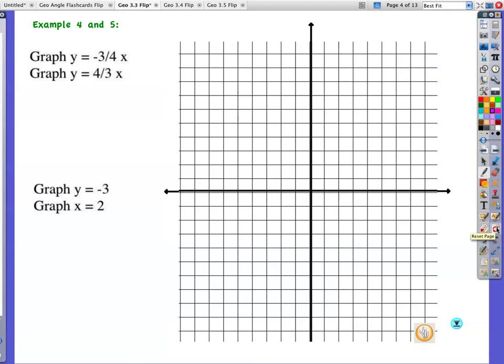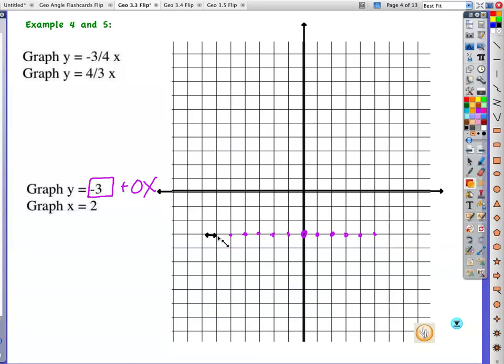Graph y equals -3. In other words, my y-intercept is -3, and I have a slope of 0. That's basically what that's saying. So I have a y-intercept of -3, the slope is 0. So I rise 0, but I can run 1. Rise 0, run 1. Oh yeah, this is a horizontal line. The equations of horizontal lines are y equals, and then I have a number after it. Another trick, or quick trick on this, is to go to -3 on the y-axis and make your line.